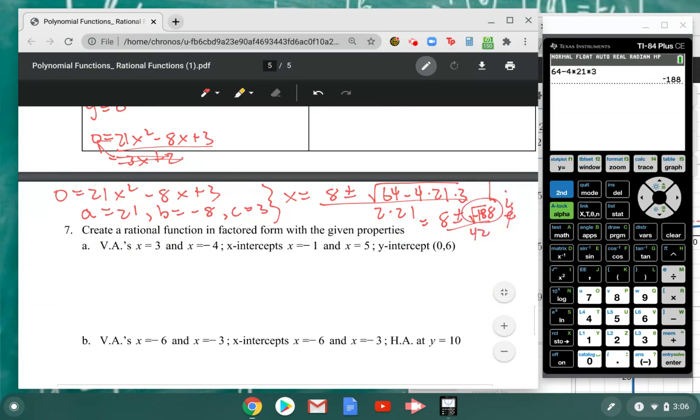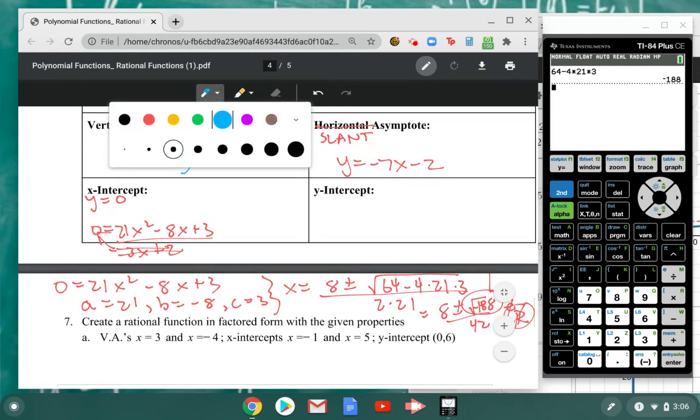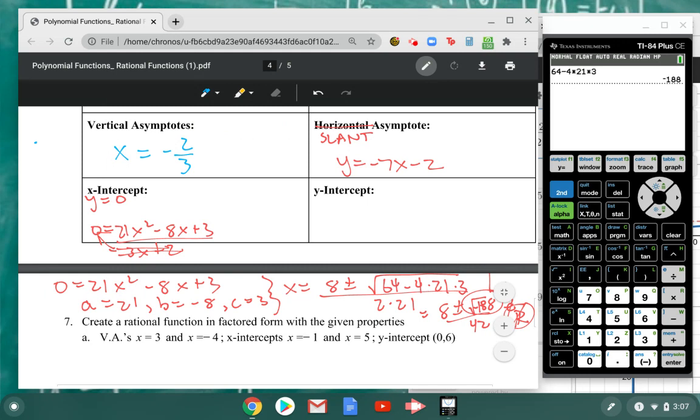This is not an element of the real numbers. So that's not a real number, which means that there are none. So if you end up doing the quadratic formula and you get a negative inside your root, that means that there are complex but not real zeros, so no x-intercepts.